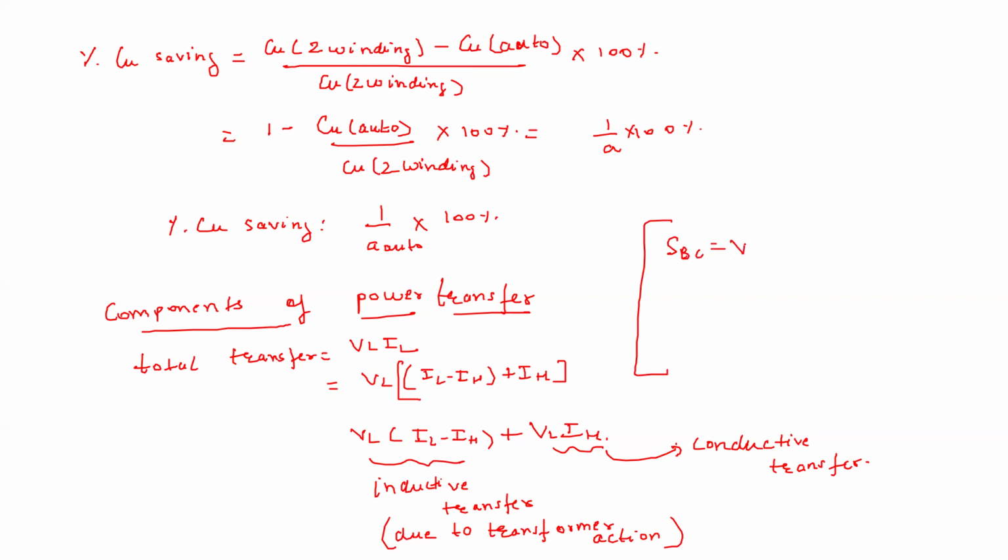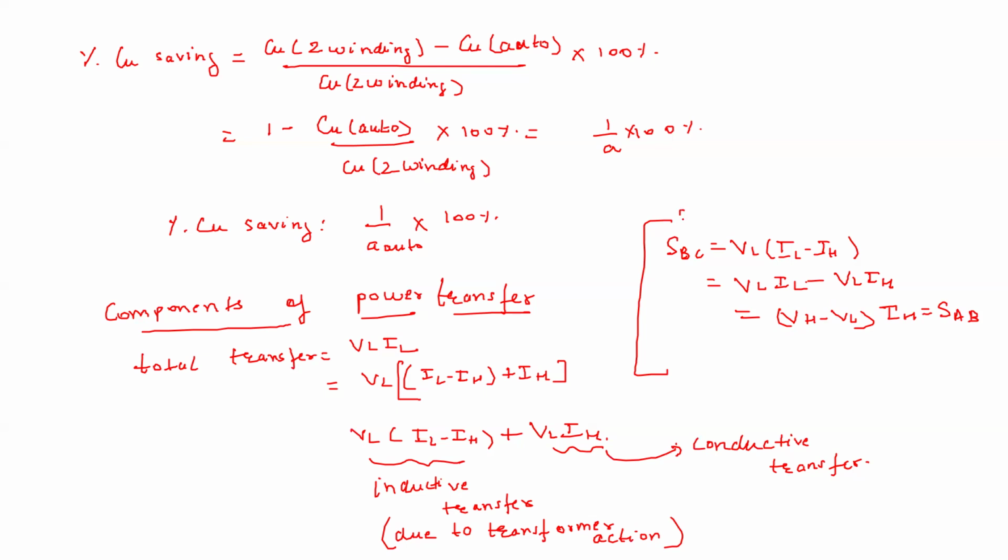Now this SBC is VL into IL minus IH. If I do this, this is VL IL minus VL IH. This is also equal to VH minus VL into IH. This is also equal to SAB. I'm just writing this. So this is basically the secondary.